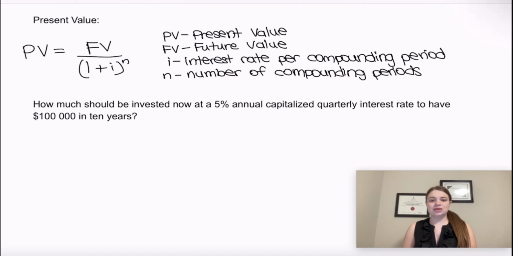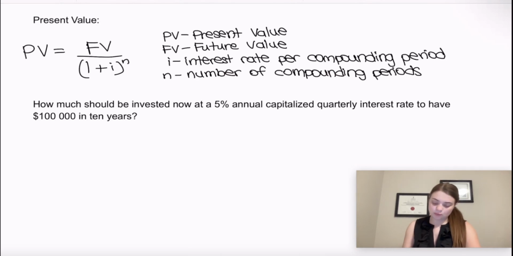In this case, we're going to assume the question is: how much lump sum would we need today in order to have a certain amount of money in a certain number of years from now, given a certain investment. So let's start with this first one. It asks how much should be invested now at a 5% annual capitalized quarterly interest rate to have $100,000 in 10 years. So automatically we know that it's going to be less than $100,000, because money grows over time with positive interest rates, and over the next 10 years it's going to grow to be $100,000.